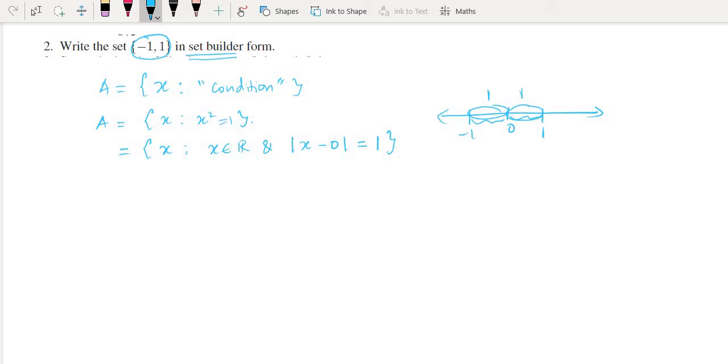So set of all x such that x belongs to real numbers and modulus of x minus 0 should be equal to 1. So like this we can give many conditions. So these two are the common things which we are going to discuss.